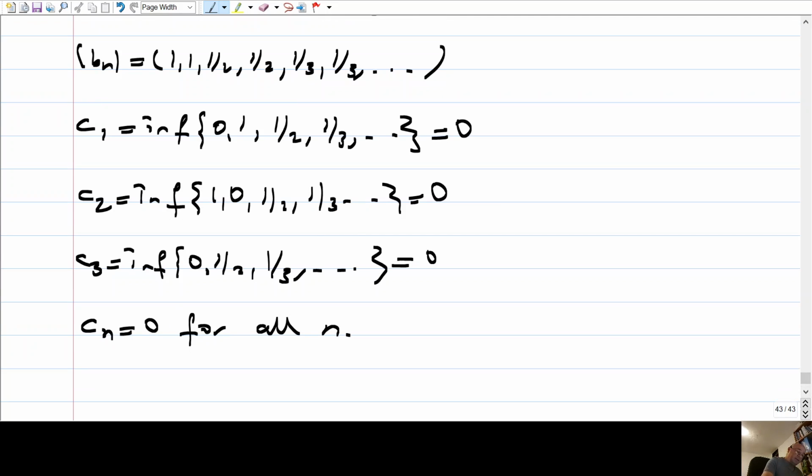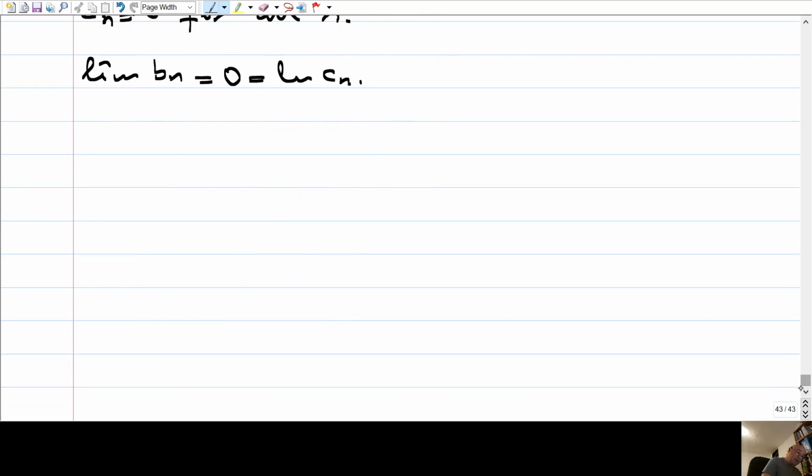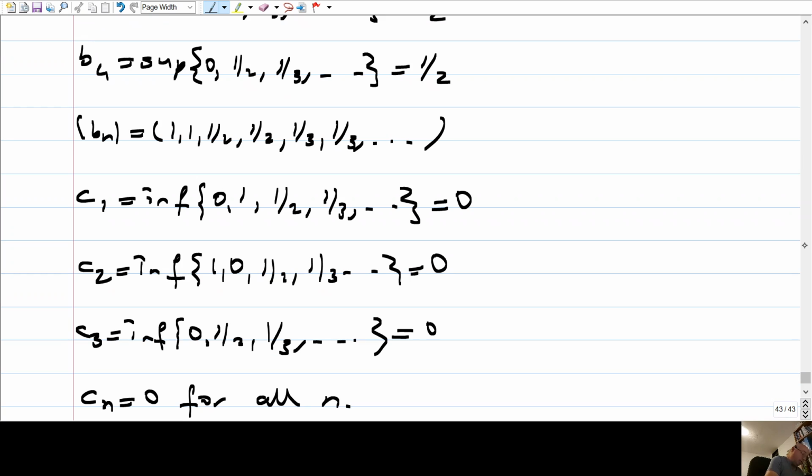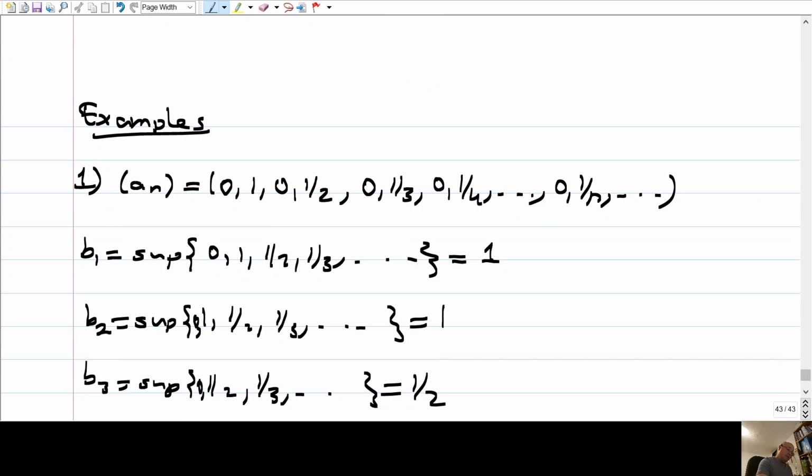And finally, note that both limits exist. This is a decreasing sequence bounded from below by 0. This is an increasing sequence. Actually, in this case, it is just a constant sequence and it is just 0. And they have both limits. The limit of this one is 0 and the limit of this one is also 0. Okay. Do you have any question about this?